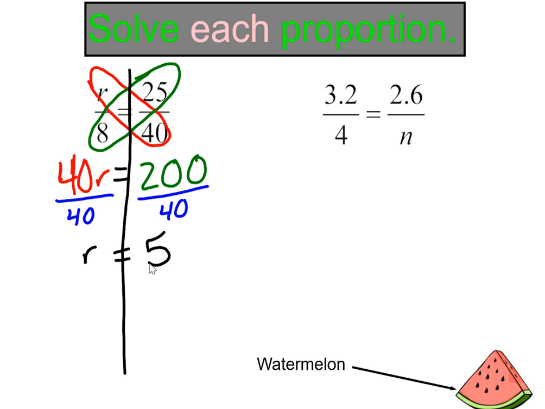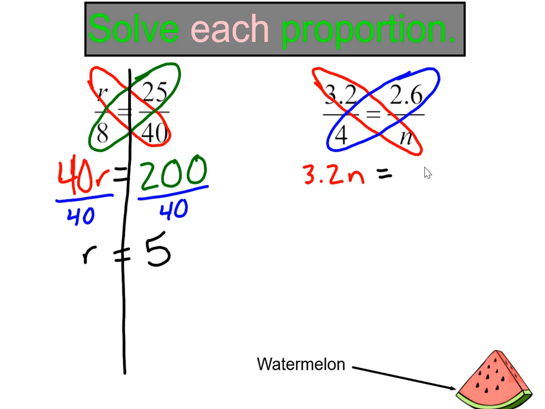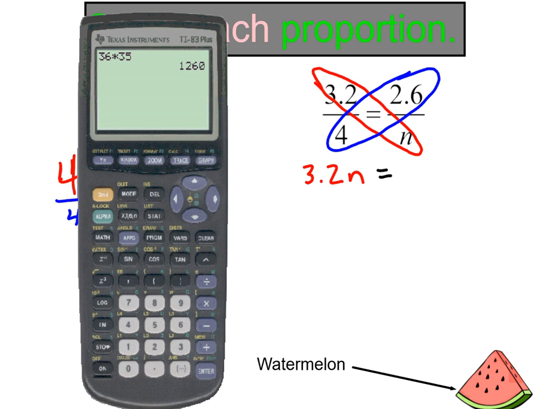I do the same thing on the next problem. 3.2 times n is going to be 3.2n equals 4 times 2.6. I don't actually know that off the top of my head, so I'm going to go ahead and say 4 times 2.6. That is 10.4.